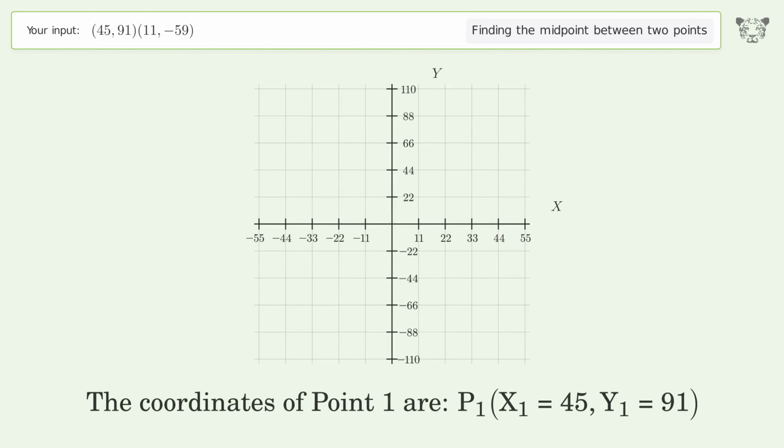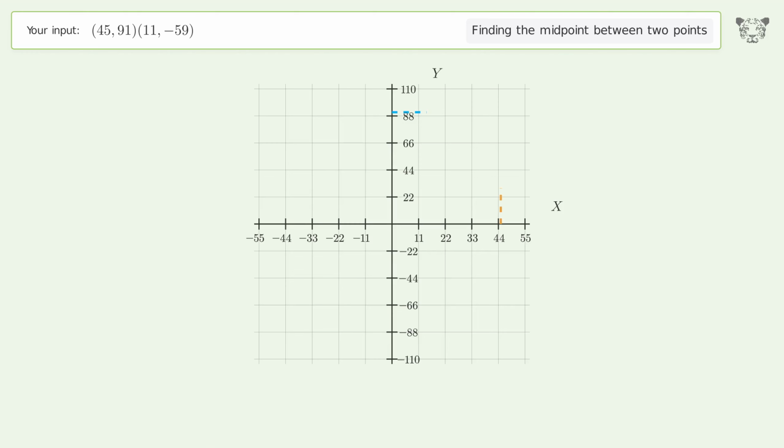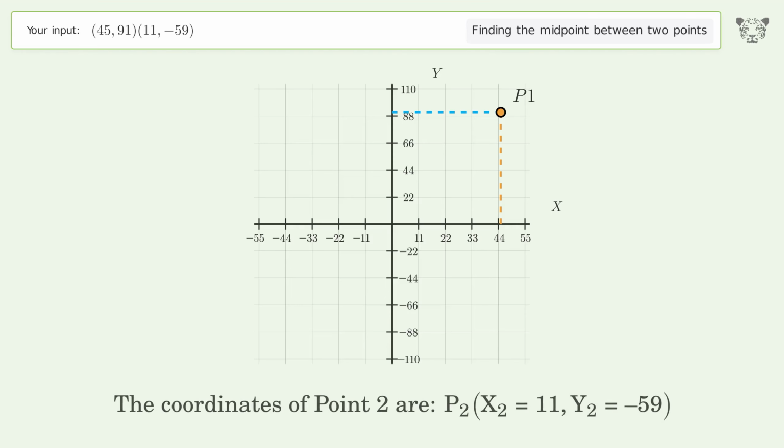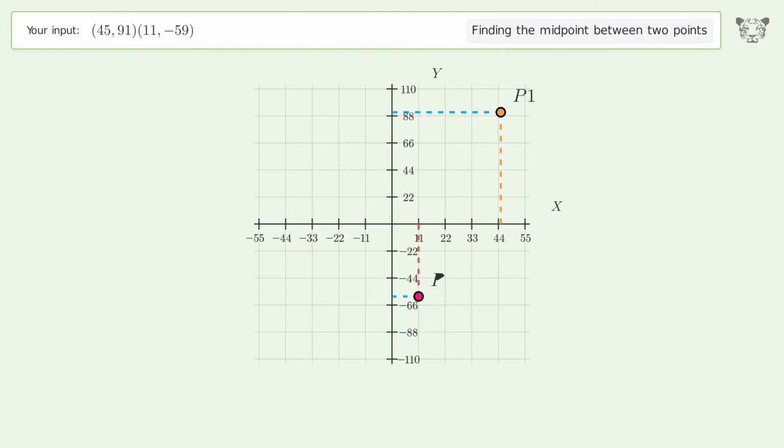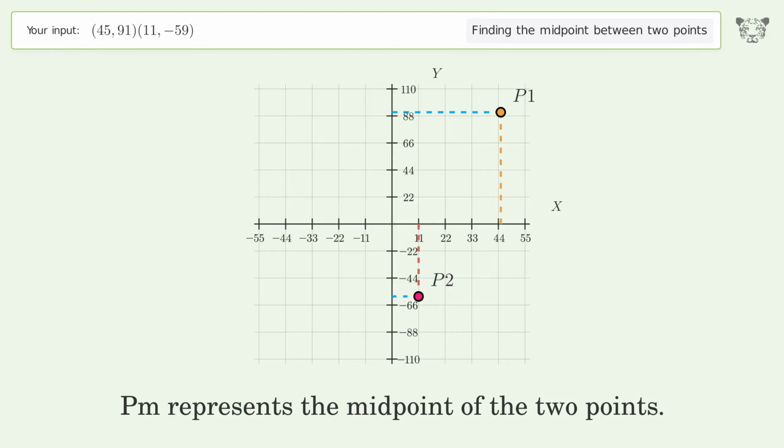The coordinates of point 1 are x1 equals 45, y1 equals 91. The coordinates of point 2 are x2 equals 11, y2 equals negative 59. PM represents the midpoint of the 2 points.